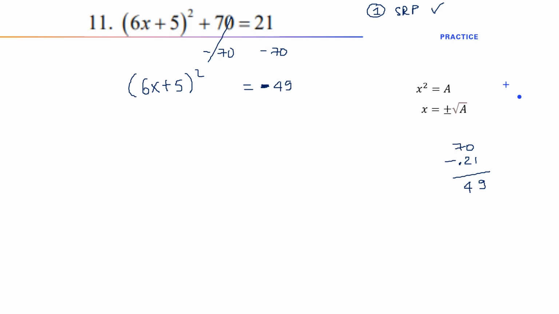Alright, remember when we take the square root of both sides, right? x equals plus or minus the square root of A. So now taking the square root, we will have 6x plus 5 equals minus the square root of negative 49, or 6x plus 5 equals the square root of negative 49.